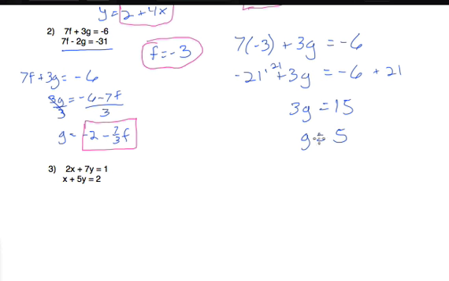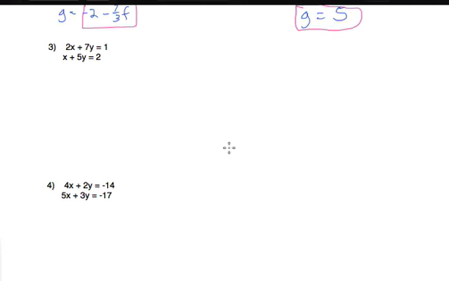So f equals negative 3, and g equals 5, and you can go ahead and double check that by substituting into those two equations, which I highly suggest that you do.